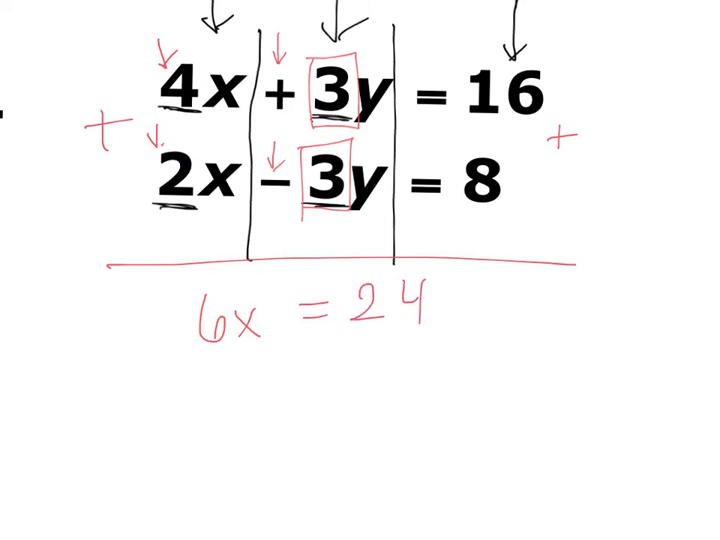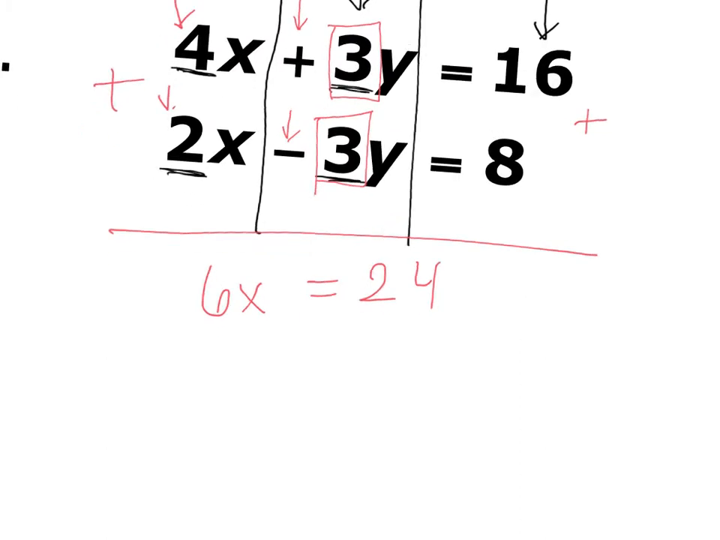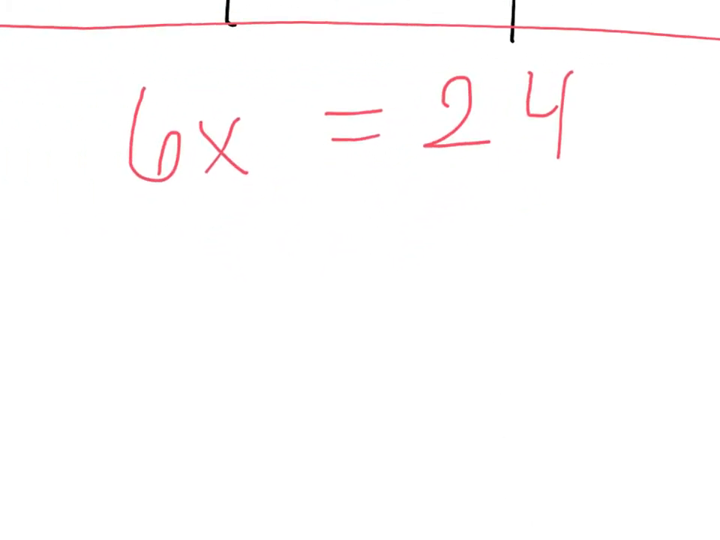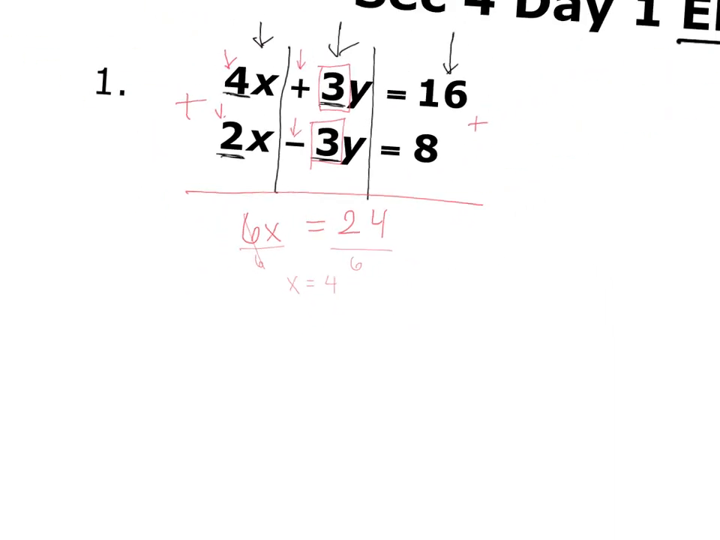After you add the equations, you just solve for what's left. We now have 6x equals 24. That's a one-step equation. Divide each side by 6, and those 6's cancel out, which gives us x equals 4. That gives us the first half of our ordered pair solution.